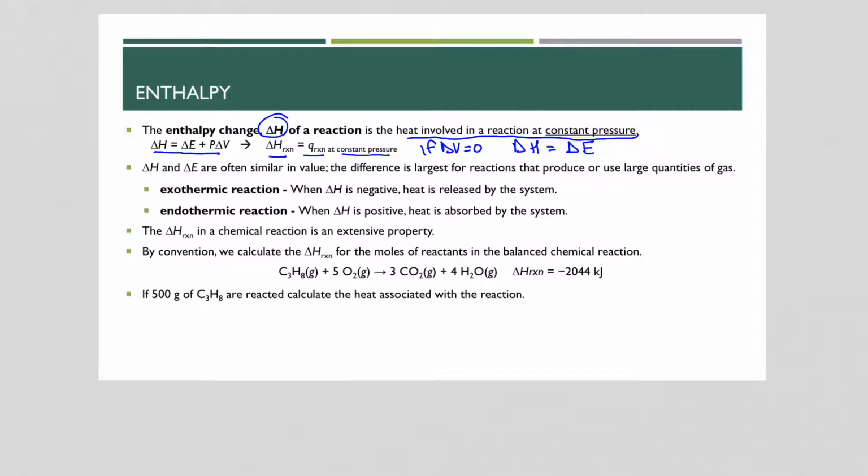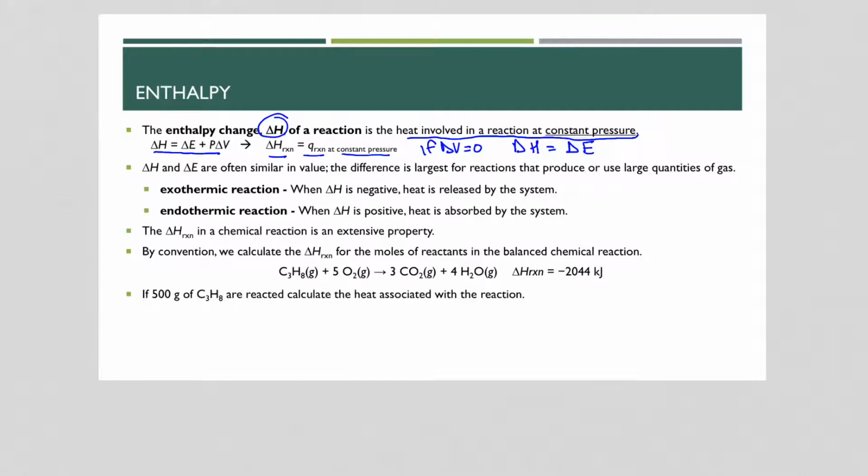So enthalpy and energy are similar, sometimes very close, right? The differences are going to be the biggest when we produce large quantities of gas, because if we start producing large quantities of gas, then the pressure is no longer constant. And so to hold it at constant pressure, it means the enthalpy is going to be different than the energy change. So we tend not to deal with those kinds of reactions, and most reactions don't involve production of large quantities of gas.